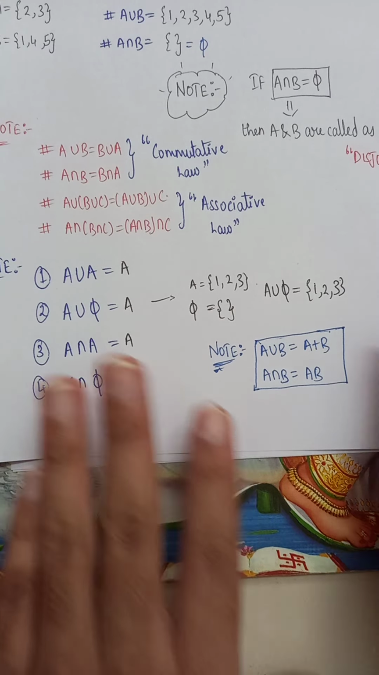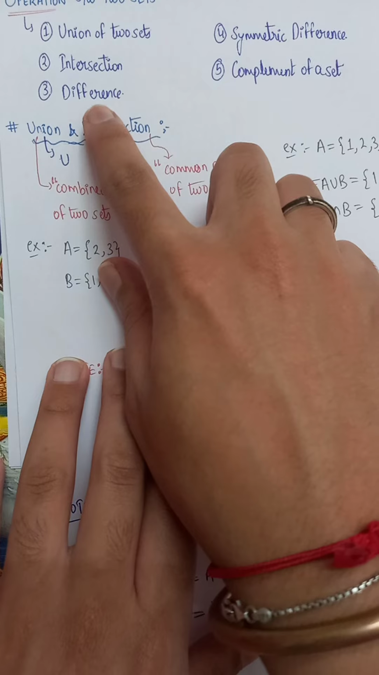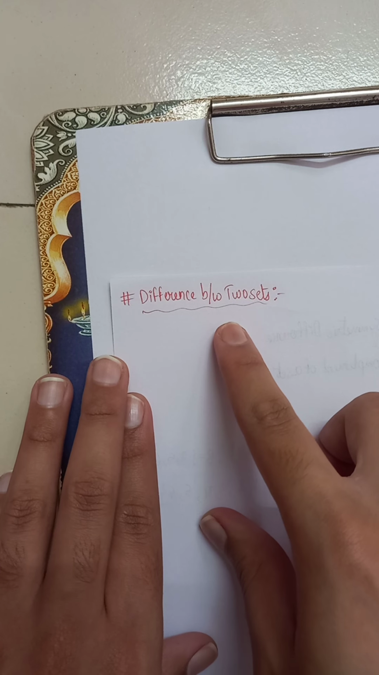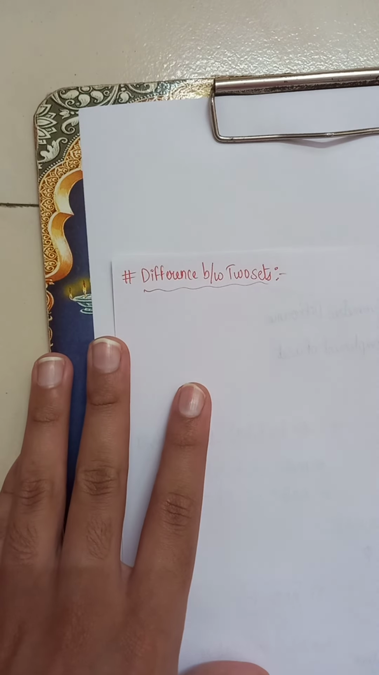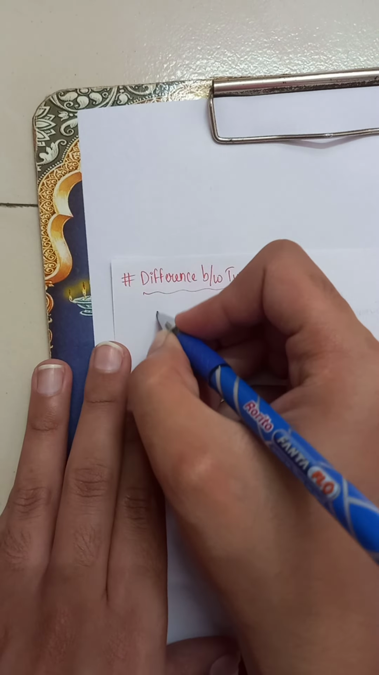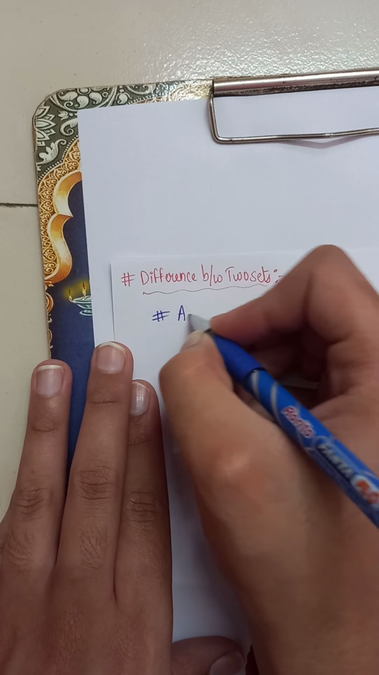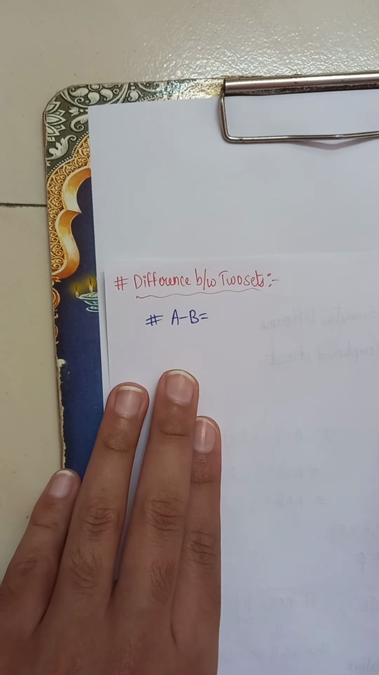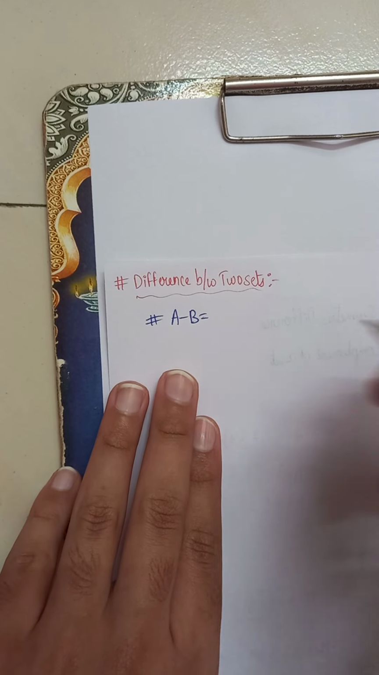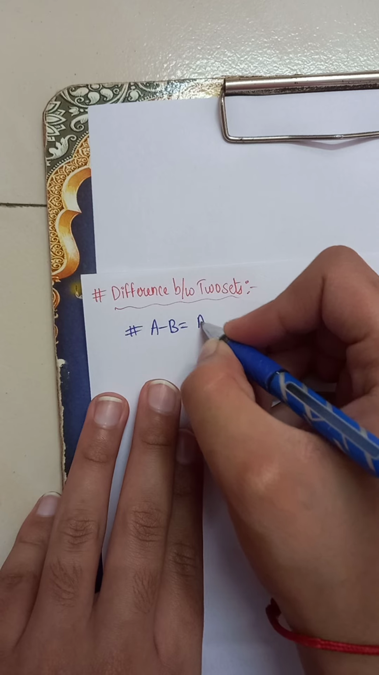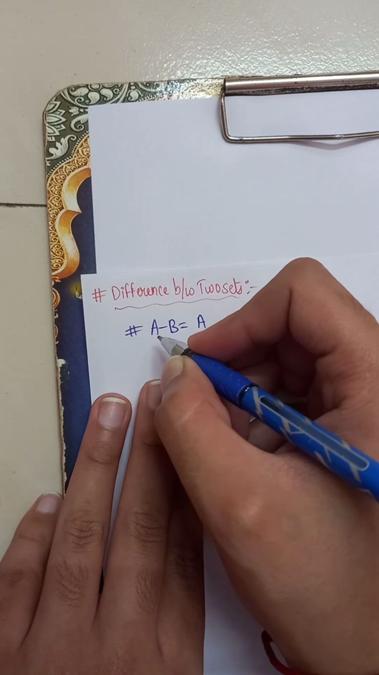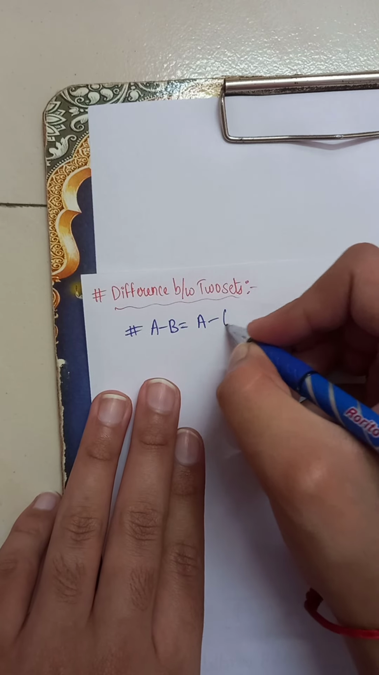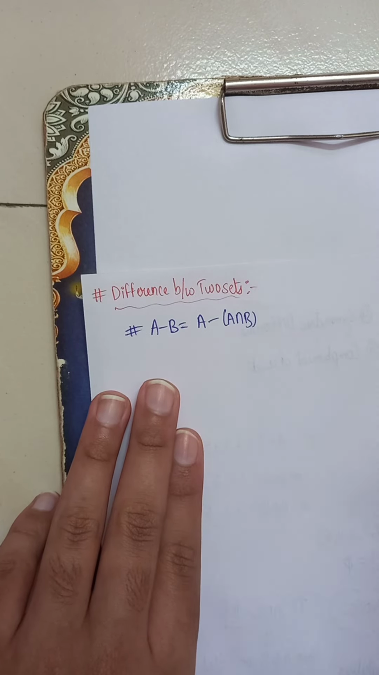Now let's move on to the next topic, that is the third point: difference between two sets. So if you write A minus B, it's not like you are just taking the elements which are in common. If you're subtracting B from A, that is A minus B, you will need to do it as A minus A intersection B.